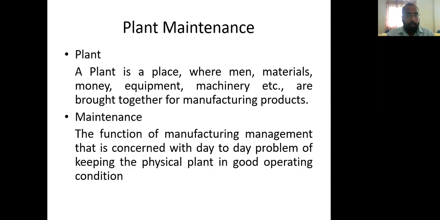And then what is maintenance and why is maintenance so important at present? Maintenance is a function of manufacturing management that is concerned with the day-to-day problem of keeping a physical plant in good operating condition. In any kind of manufacturing firm or organization, maintenance is of utmost importance. To run a system in good operating condition, we must maintain it well, right? Or else the entire system will be gone.